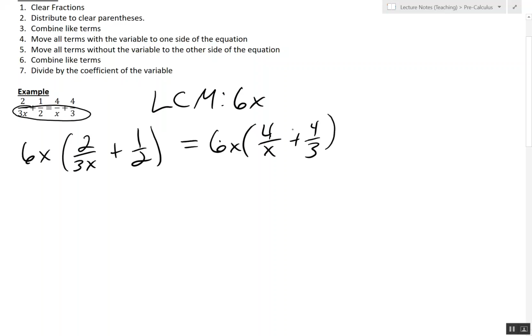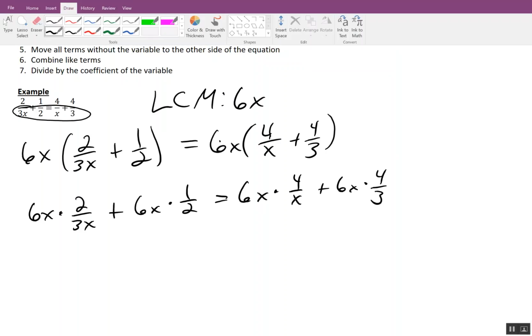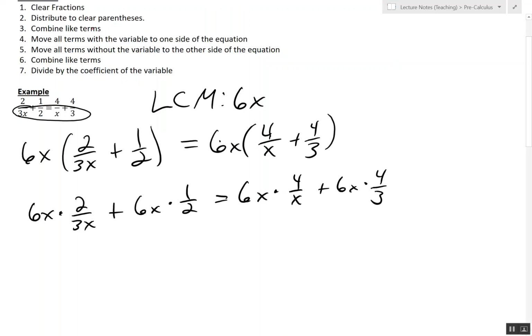So what students like to do is just make a cancellation, and they usually do this wrong. Really, the first good step is to distribute to both terms. So we're going to take 6x and multiply it by 2 over 3x plus 6x times a half. This is going to equal 6x times 4 over x plus 6x times 4/3. And the reason you want to do this is this makes canceling easier. So we have a 3x and a 6x, so the x's cancel, and 3 goes into 6 2 times, and 2 times 2 is 4.